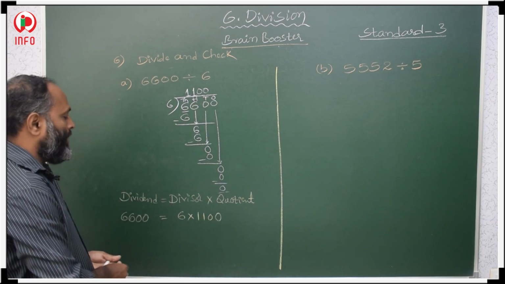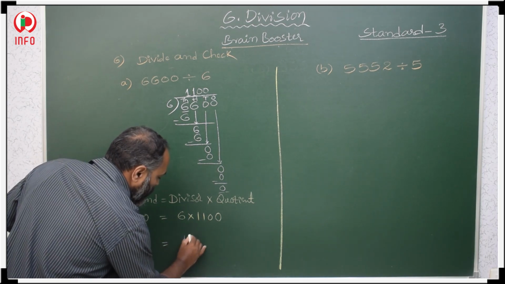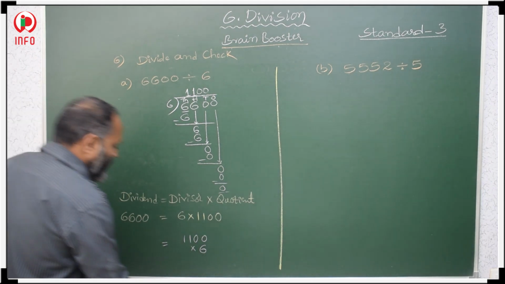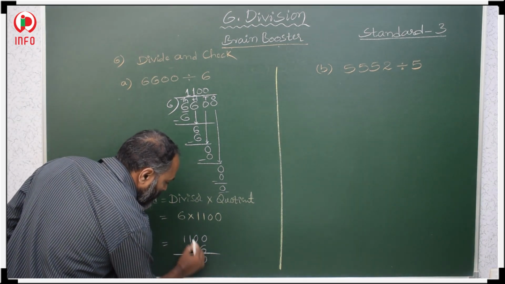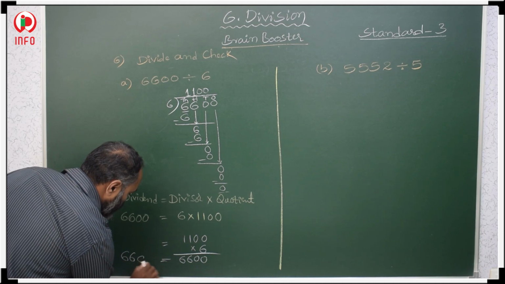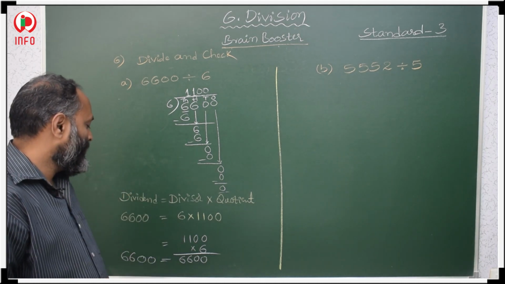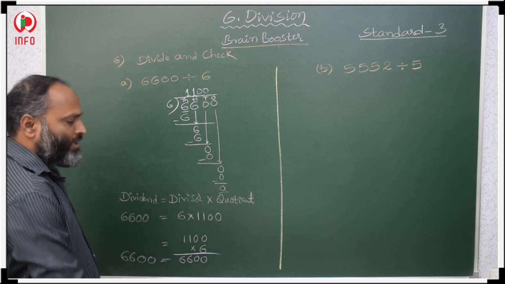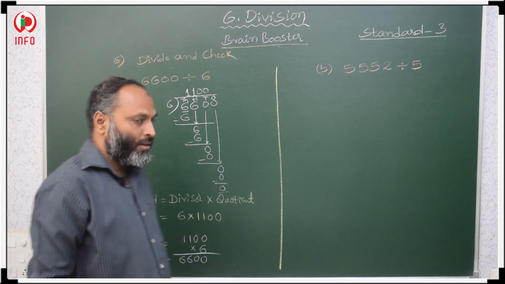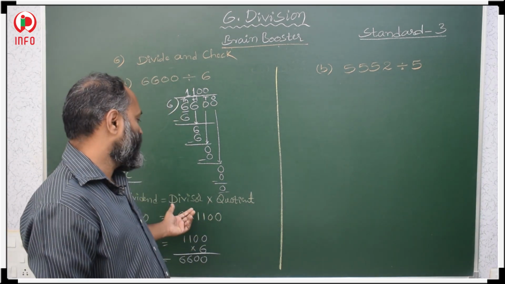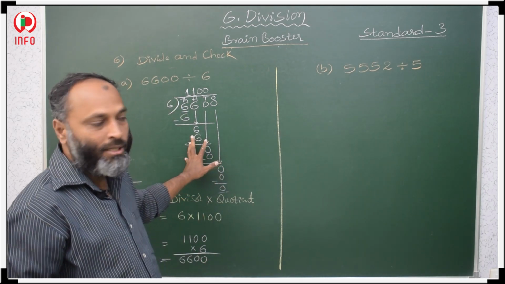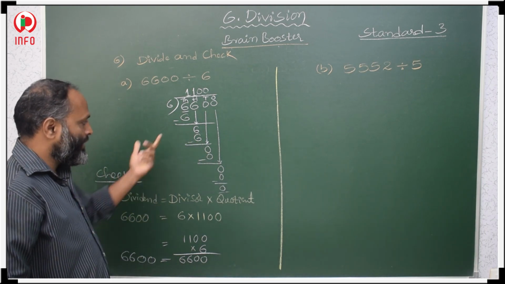1100. Now we have to multiply 1100 with the divisor. 6 zeros are 0, 6 zeros are 0, 6 ones are 6, 6 ones are 6. Here also 6600. Both were equal, LHS and RHS, both the values are equal. So our answer is correct. So this is the method how to check your result, your answer. This is the complete division procedure, and this is your check.